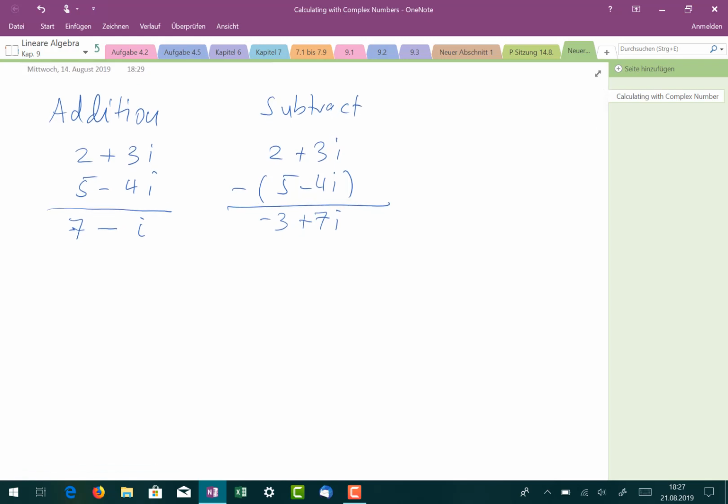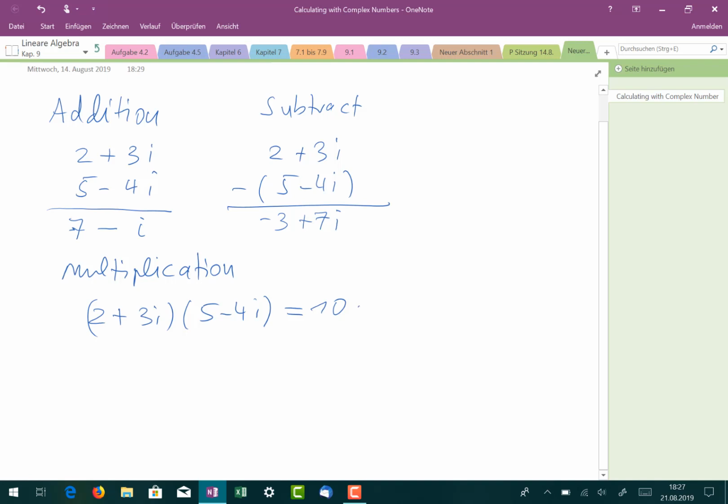Now we come to multiplication. We multiply those two numbers. 2 plus 3i times 5 minus 4i. 2 times 5 is 10. 2 times minus 4i is minus 8i. 3i times 5 is 15i. And 3i times minus 4i is minus 12i squared.